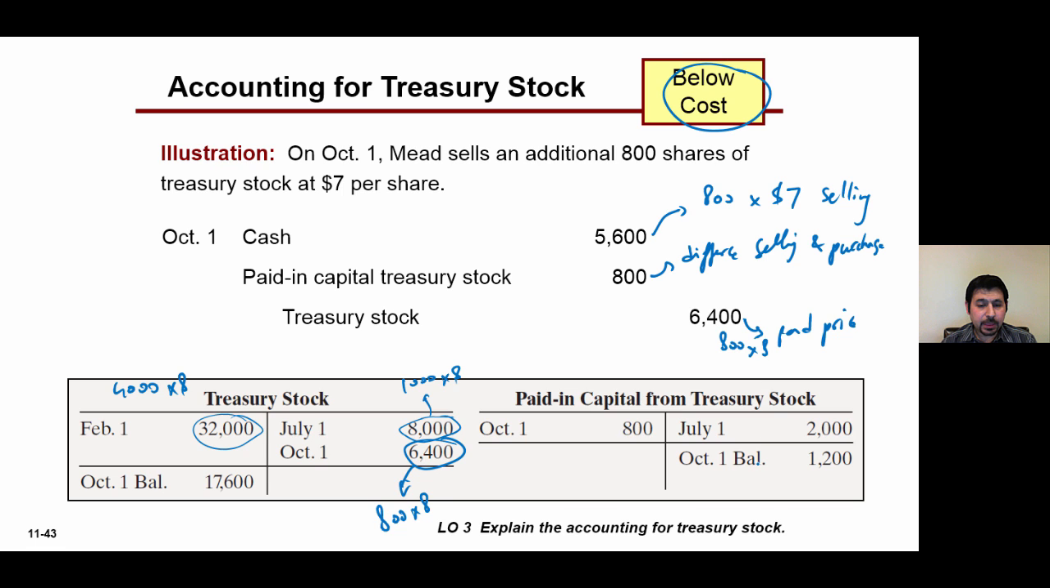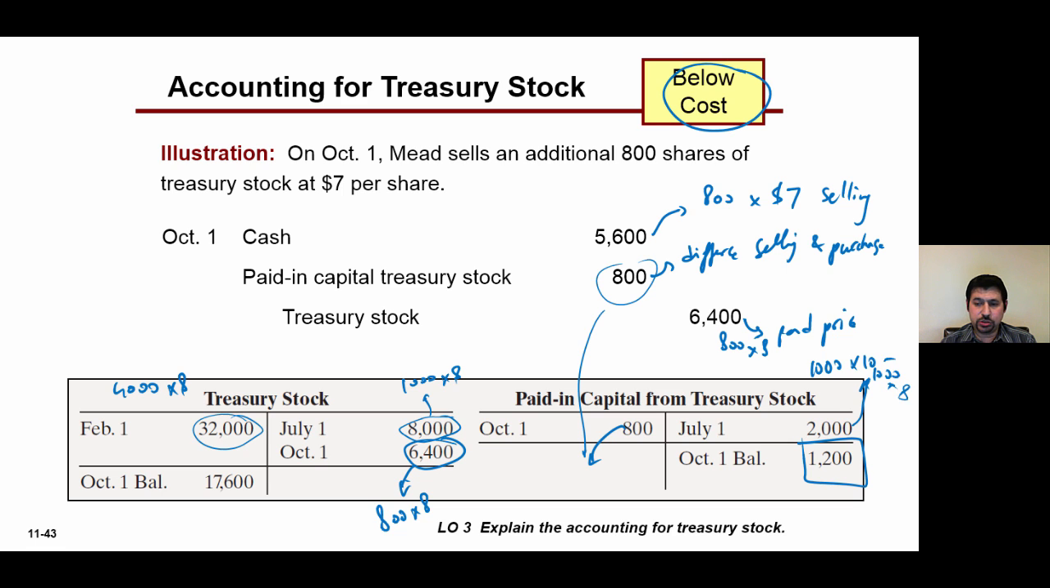On the other hand, for the paid-in capital from treasury stock, we had two transactions. We had a credit to paid-in capital from treasury stock. This was the difference when it was sold, from the previous slide, when the company sold 1,000 shares at $10 minus 1,000 shares multiplied by 8. Then this debit here is from the sale below cost. The balance will be $1,200.